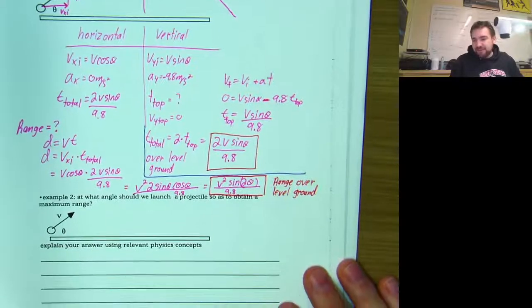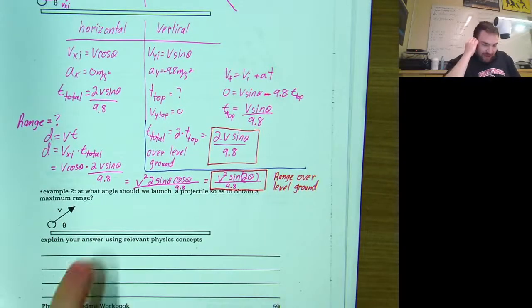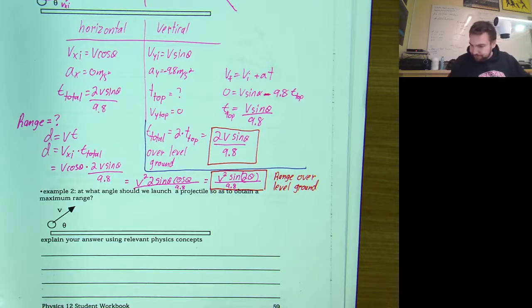This gives us an interesting result here, though. We can look at what angle should we launch a projectile so as to retain a maximum range. Now, again, if you haven't taken pre-calc 12, this is not going to make a lot of sense to you. But here we go. Buckle up.